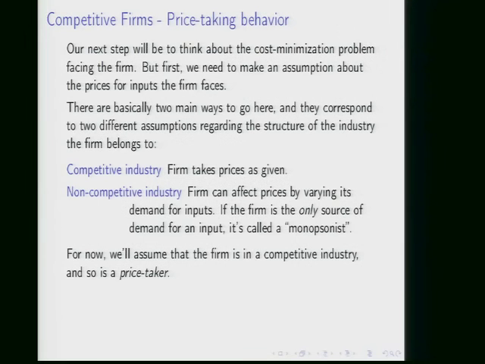One way to think about a non-competitive industry is as an industry in which a firm has some influence over prices. It may have some influence over the prices at which it sells its output, in which case we'd say the firm has some monopoly power. It may have some power to affect the prices it pays for its inputs, in which case we call it a monopsonist. But for the rest of today, we're going to assume that the firm just takes prices as given. And as I said, that follows from an assumption of the firm being located in a competitive industry.